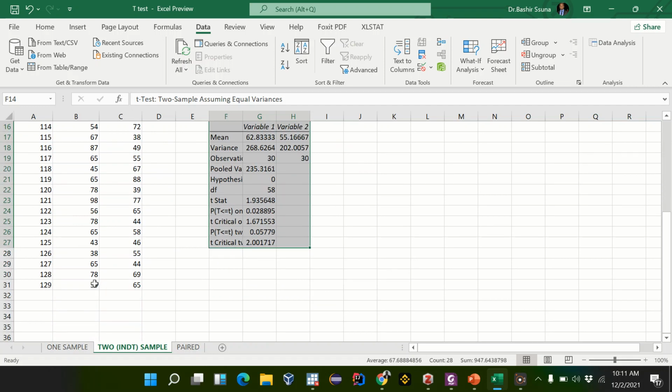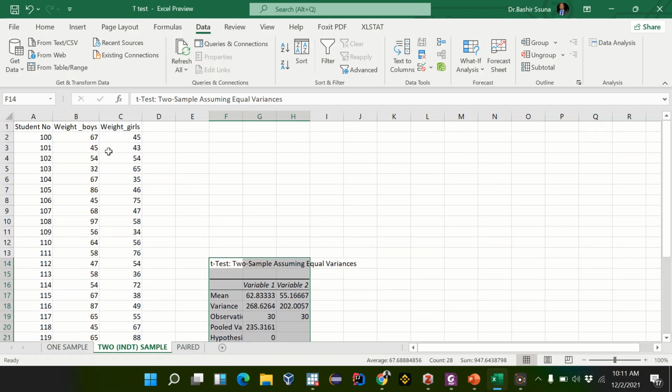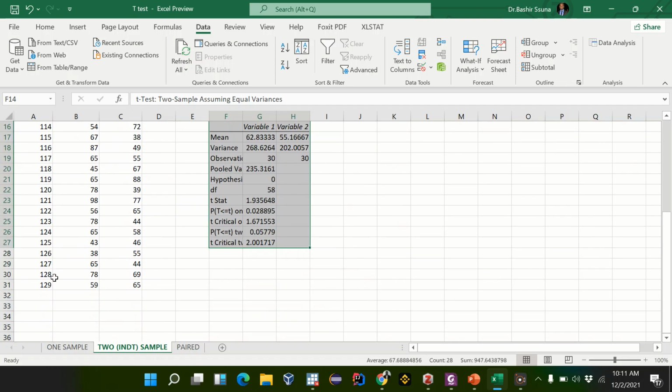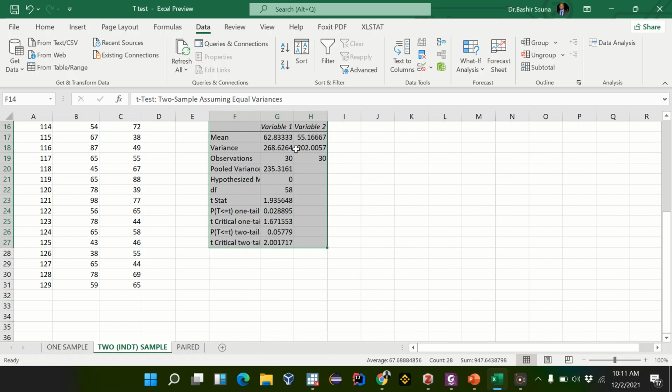we get the total n, which is 60 for this example. These are 30 boys and 30 girls, so minus 2 because there are two groups. So degrees of freedom equals n minus 2 since there are two groups. N is the total number of observations, 30 in each group, which makes 60, minus the number of samples, which is 2. So a t-test works with the degrees of freedom.